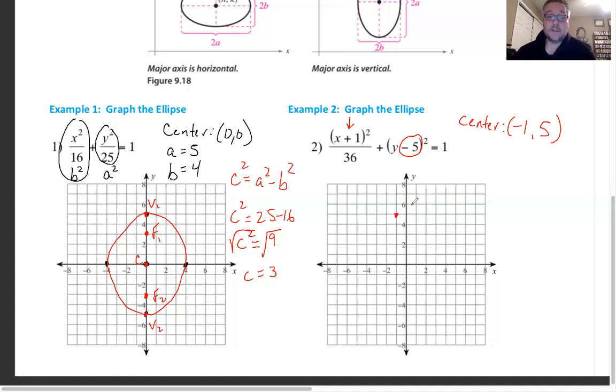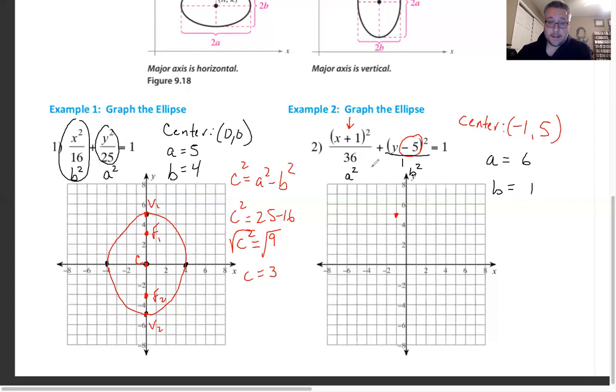And now I need to use the denominators to establish my widths, if you will. So I have a denominator here of 36, but where's my denominator over here? Well, if you don't see one, just like with any fraction, you may put over 1. So my bigger one is a squared. The smaller denominator is b squared. So now I have a is the square root of 36 is 6. B, the square root of 1 is still 1.